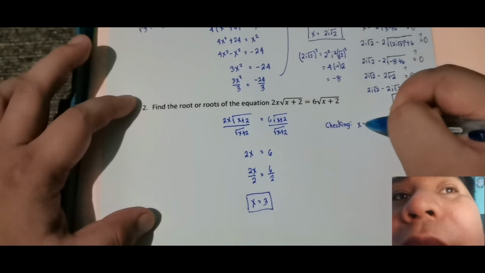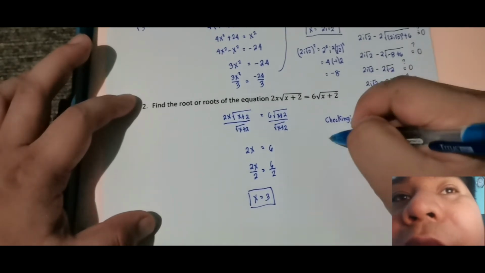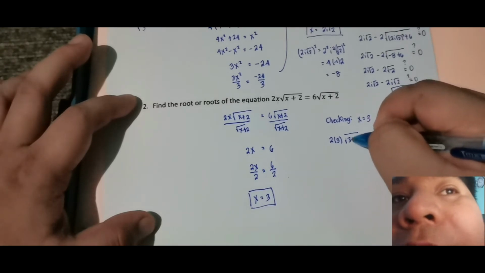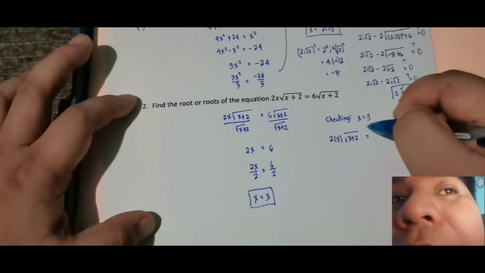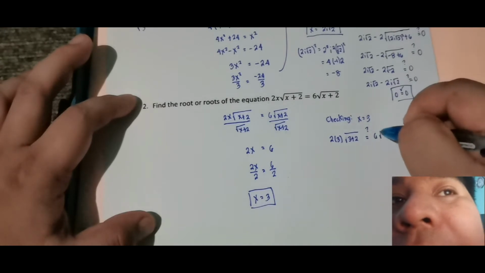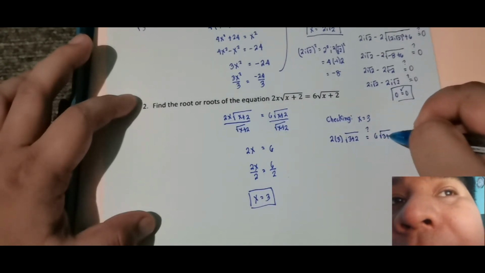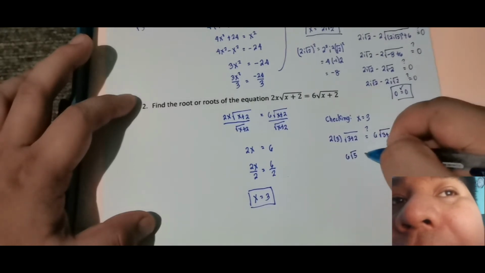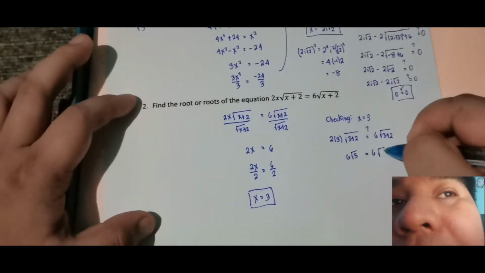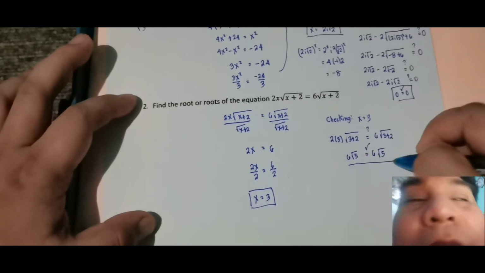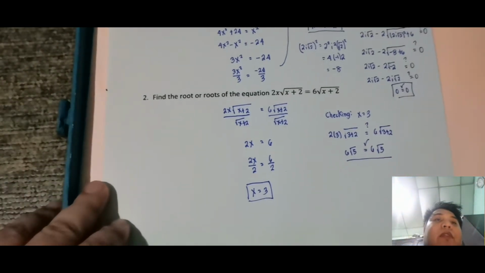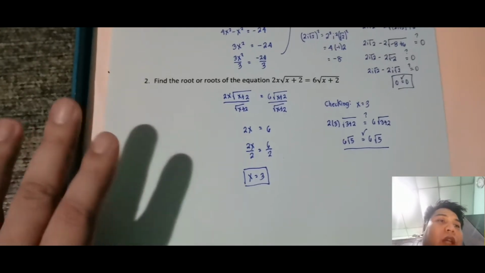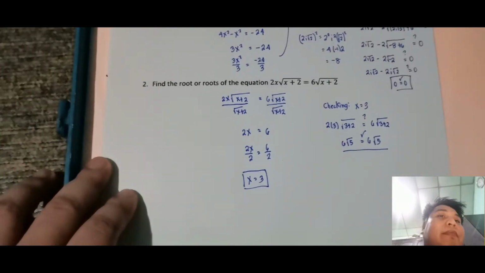So if x is equal to 3, so that is 2 times 3 square root ng 3 plus 2. Equal ba yan kay 6 square root ng 3 plus 2? Obviously 2 times 3 is 6. Square root of 5 equals sa 6 square root of 5 which is true. At tama naman yung value. Okay, so therefore ang value na x is 3. Hindi siya extraneous root. Okay, so proceed pa nga tayo sa example.